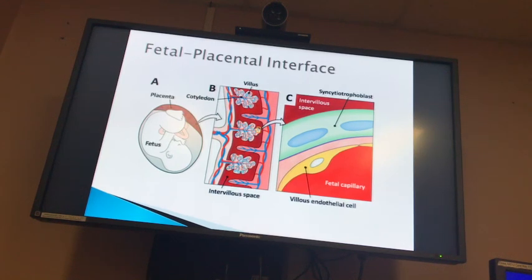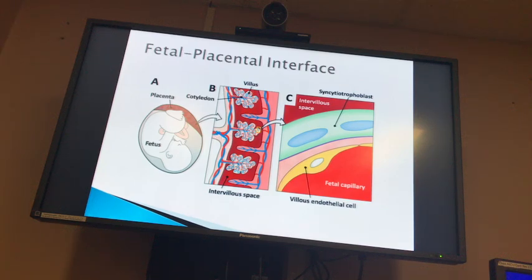So when we're thinking about the fetal maternal space, I'm just going to run through the setup again. You've got a fetus with an umbilical cord. The umbilical cord goes to the placental surface, which is the fetal surface of the placenta. On the other side, there's the maternal part of the circuit. On the fetal surface, you've got arteries and veins, right?